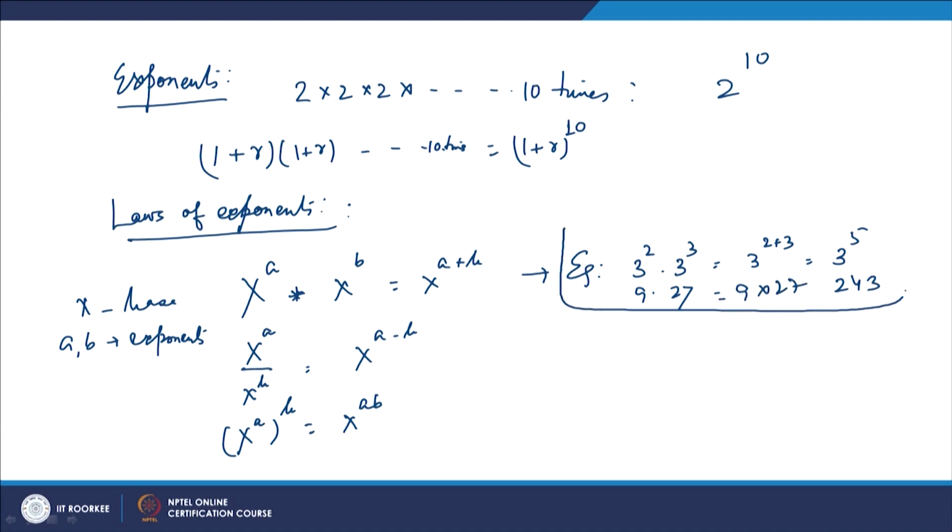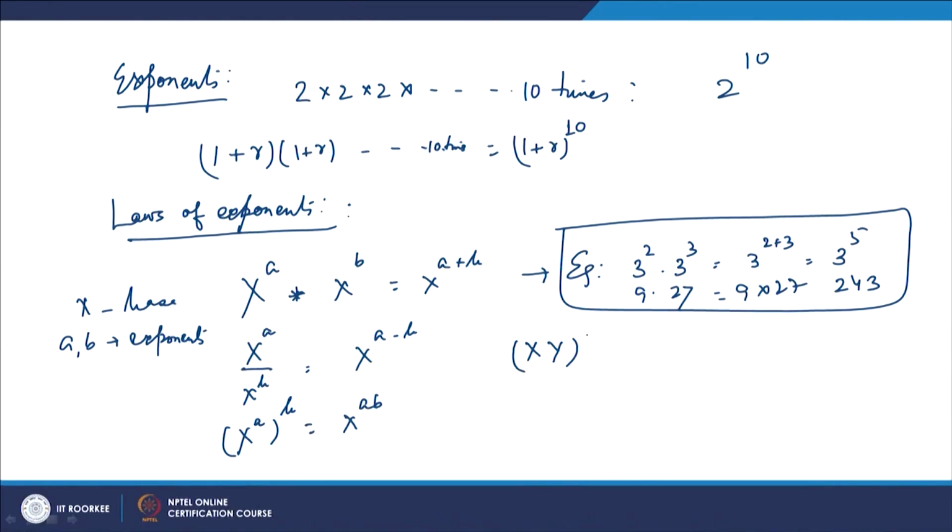So, this way the rules are there, and the same thing can be applied for all these laws, like 3 raised to the power 3 divided by 3 raised to the power 5. It will be 3 raised to the power 3 minus 5, that is 3 raised to the power minus 2, so 1 by 3 squared. All these things can be tested.